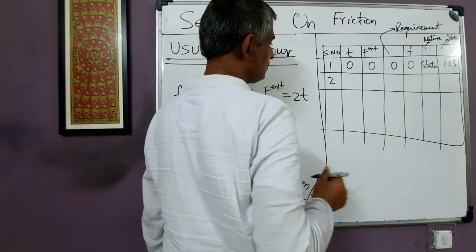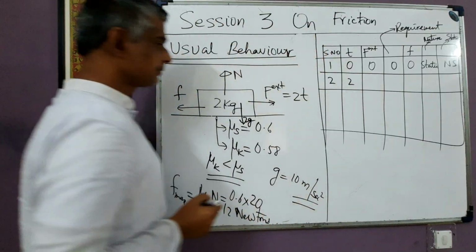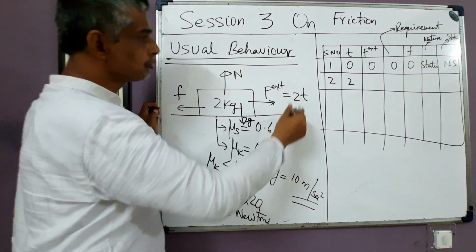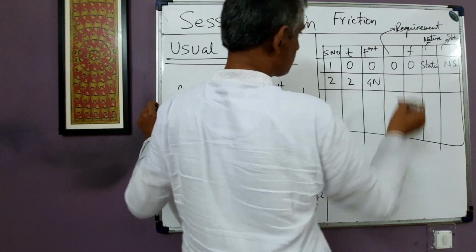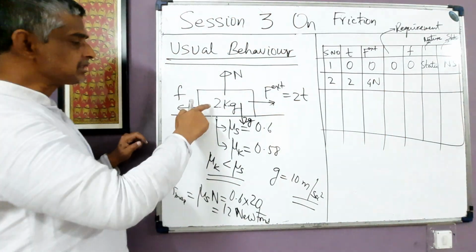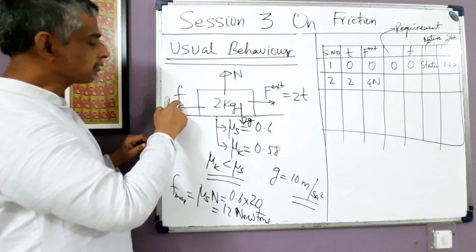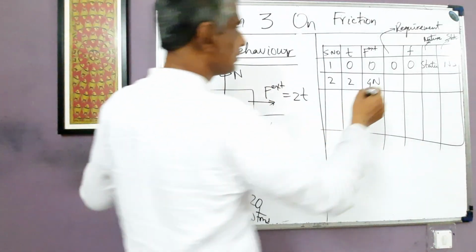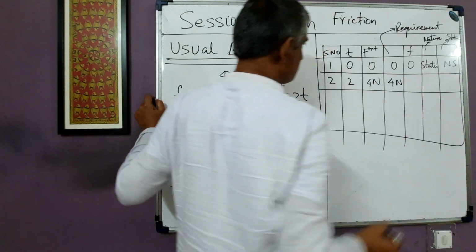Serial number 2. Say t equal to 2 seconds. External horizontal force becomes 2 into 2, 4 Newton. Now, if 4 Newton force acts here, to prevent relative slip between the 2 kg block and the surface, the amount of friction needed also becomes 4 Newton. So requirement becomes 4 Newton.